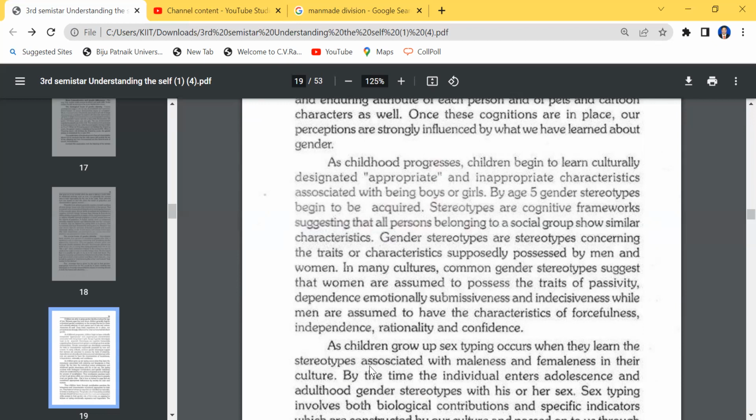Stereotypes are cognitive frameworks suggesting that all persons belonging to a social group show certain characteristics. Gender stereotypes are stereotypes concerning the traits or characteristics supposedly possessed by men and women. In many cultures, common gender stereotypes suggest that women are assumed to possess dependence, passivity, and emotionality.